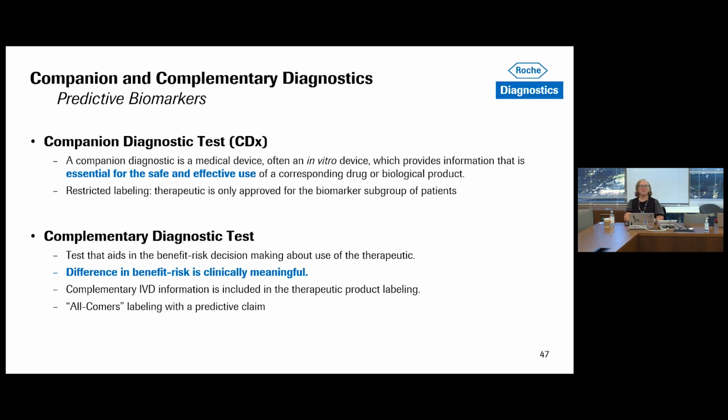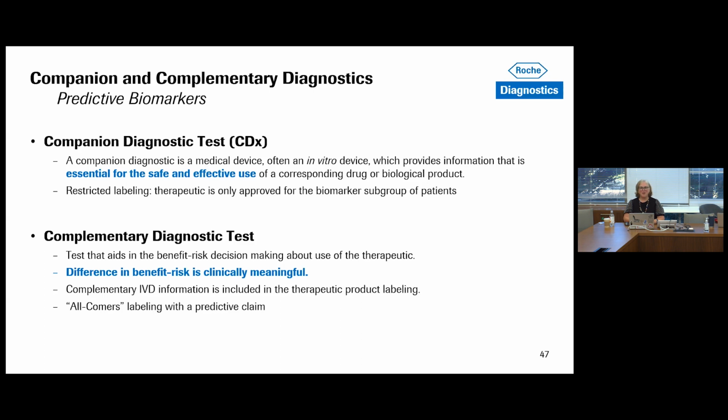You may have heard this alternative term called a complementary diagnostic. This is the case where the data is very important and it could aid the physician in deciding what treatment to give their patient. So it's clinically meaningful risk-benefit data. However, the drug is effective in all comers. So the label of the drug will be labeled for all comers and it will not be restricted in the way we talked about for CDx.